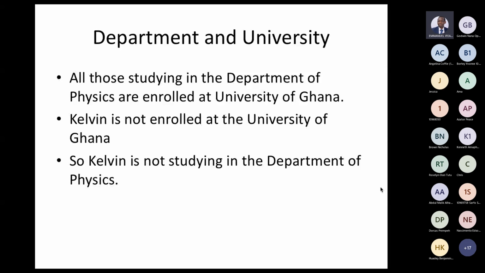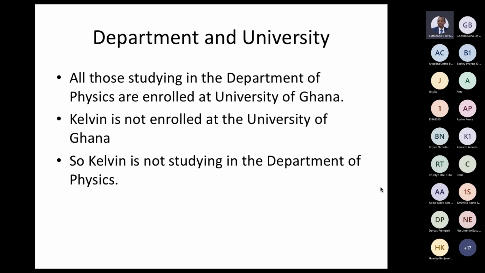Let's look at the department and the university. All those studying in the Department of Physics are enrolled at the University of Ghana. Kelvin is not enrolled at the University of Ghana, so Kelvin is not studying in the Department of Physics. So let's assume that there is a debate about whether Kelvin is in the Department of Physics or not. Some people are saying Kelvin is in the Department of Physics. Some are saying he's not.